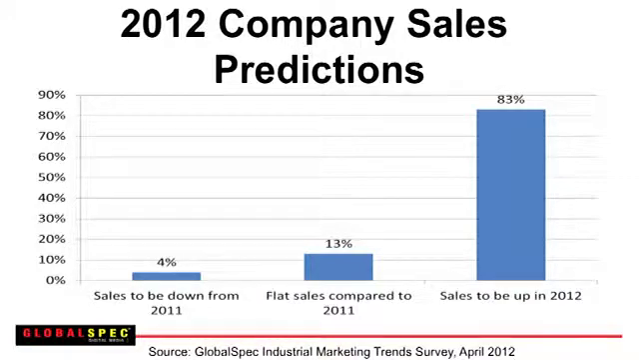Oftentimes, marketing budgets go hand in hand with overall company outlook. And it looks like this positive trend is also seen in overall company sales predictions for the year ahead. A majority of the respondents, 83%, indicated that they anticipate their company sales to be up in 2012. Overall, only 4% of respondents expect company sales to be down in 2012, showing a very positive outlook in the marketplace.